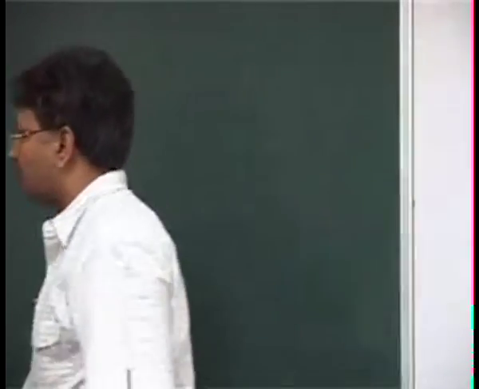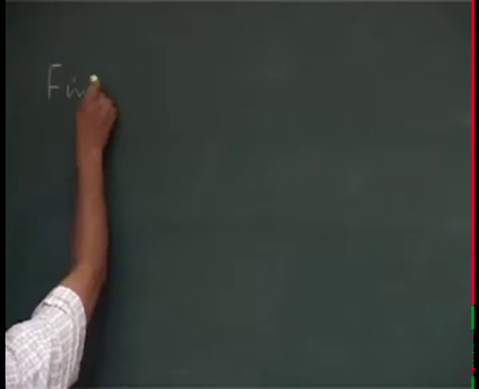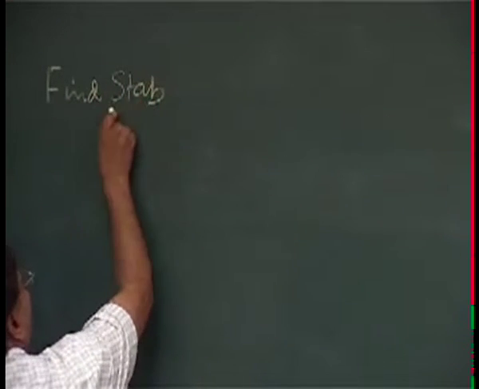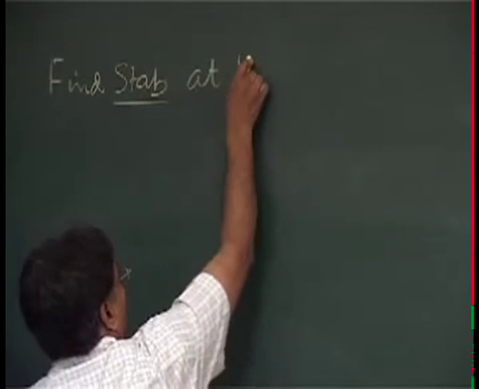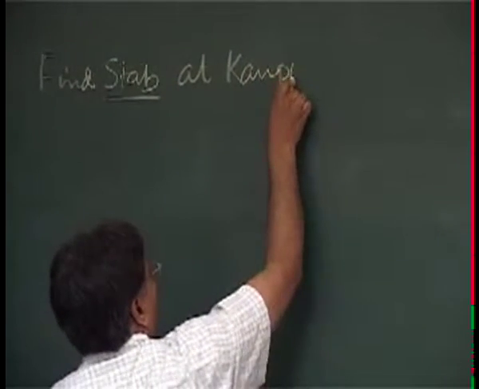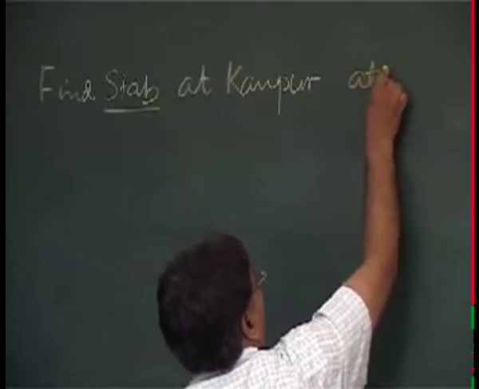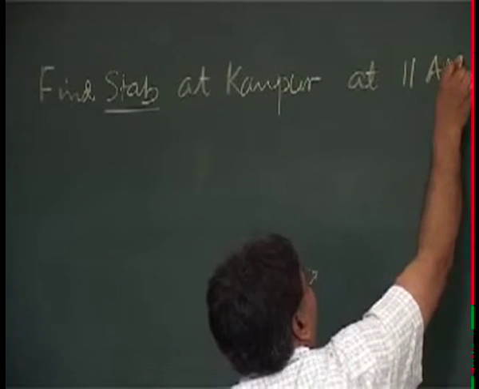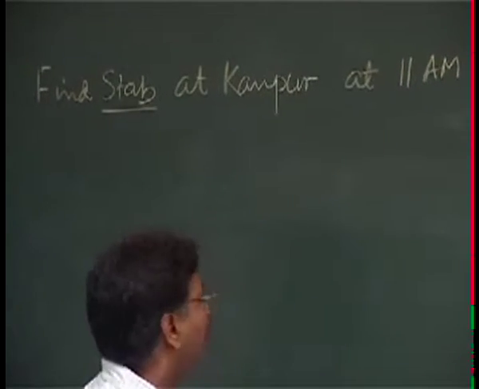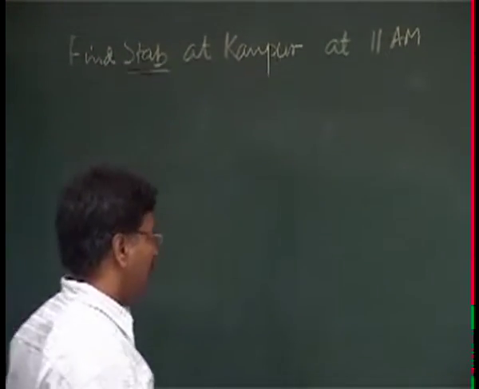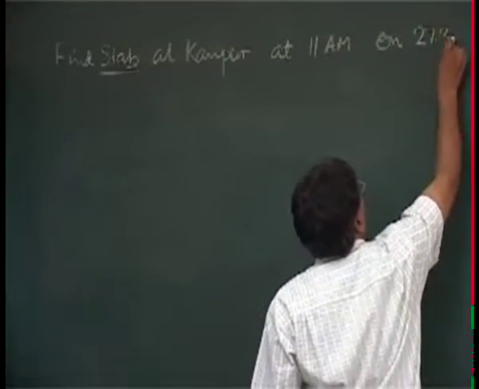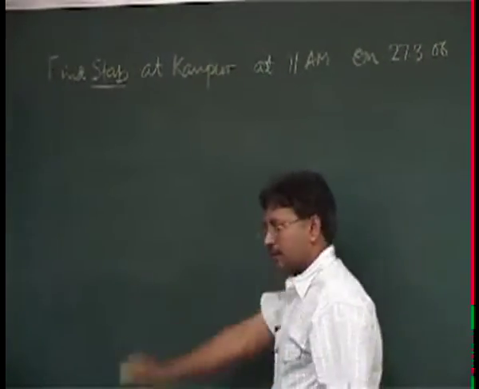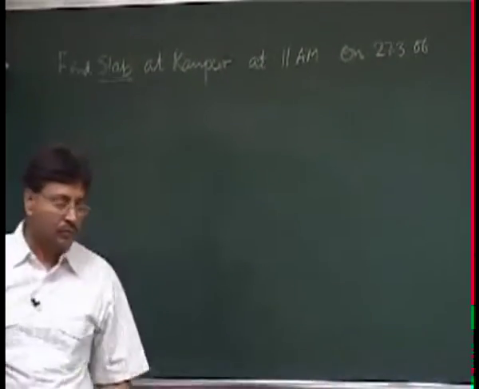So now the objective is to find the stability. When I say stability, I mean atmospheric stability at Kanpur at 11 a.m. on 27 March 2006. That is my objective.